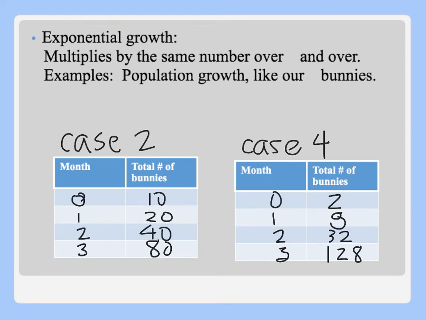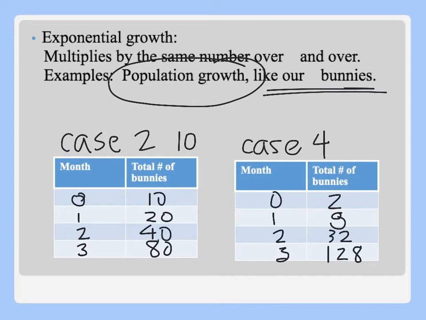So we started looking at exponential growth with the ideas of population growth of our bunnies. I showed you here case 2, in which we started with 10, and then each pair had a pair of bunnies each month. So if you look at it, you'll notice that it's growing by multiplying by 2 over and over and over again. So we started with 10 and we're multiplying by 2 over and over again.